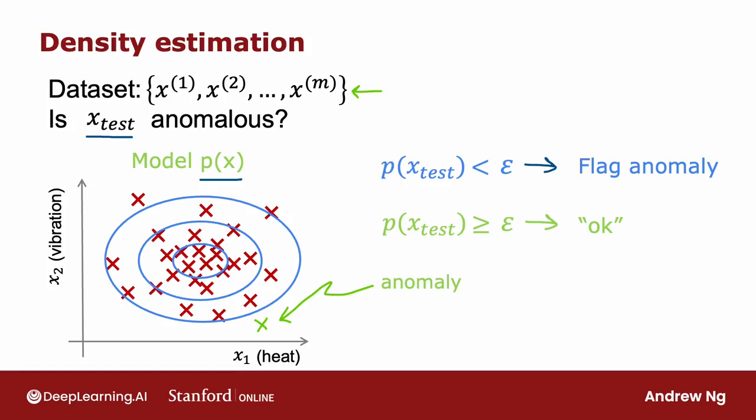And that corresponds to if you had an example in here, say, where our model P of X will say that examples near the middle here are actually quite high probability. There's a very high chance that the new airplane engine will have features close to these inner ellipses. And so P of X test will be large for those examples, and we'll say it's okay and it's not an anomaly. Anomaly detection is used today in many applications.